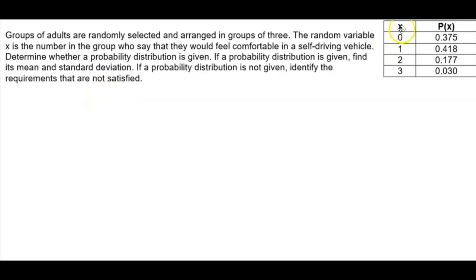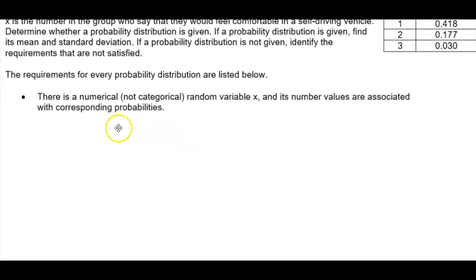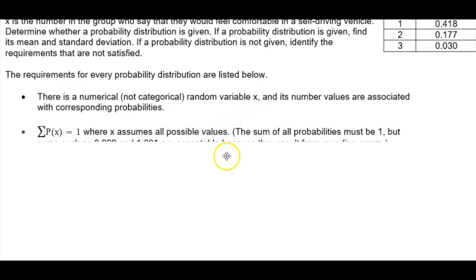So if we take a look at here, the random variable x does take on numerical values from 0, 1, 2, and 3. The probabilities are listed here, and they are in between 0 and 1. And now we need to figure out, when we add them together, does it equal 1? So again, remember the requirements for every probability distribution, which are listed below. Again, there is a numerical, not categorical, random variable x, and its number values are associated with corresponding probabilities.